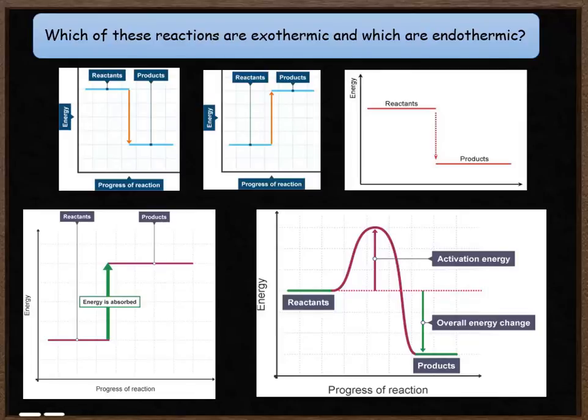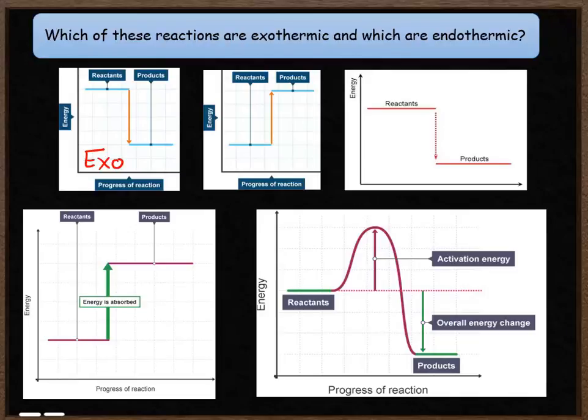Okay, hopefully you've paused the video, had a chance to look at those questions and possibly work out some answers. We'll go through each of these now. So we're looking for exo and endothermic reactions. The first graph here, we can see that the amount of energy goes down. If the amount of energy in the chemicals goes down, that means energy's left the reaction. That is going to be exothermic.